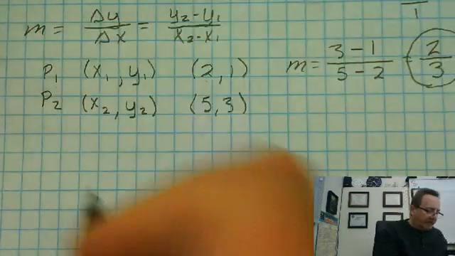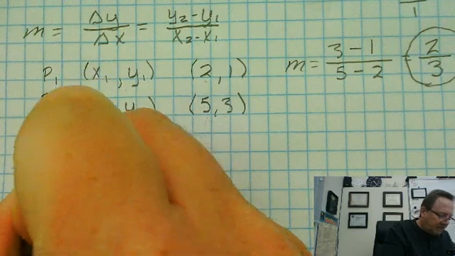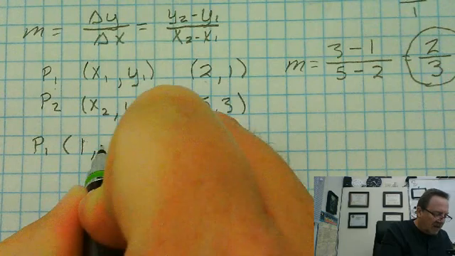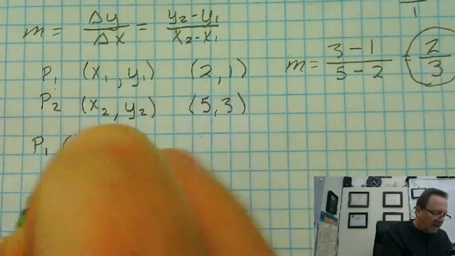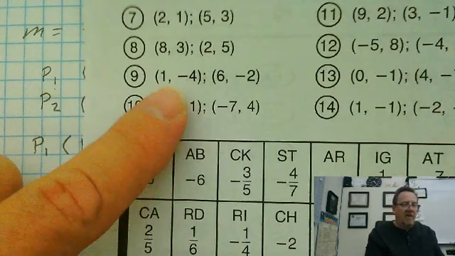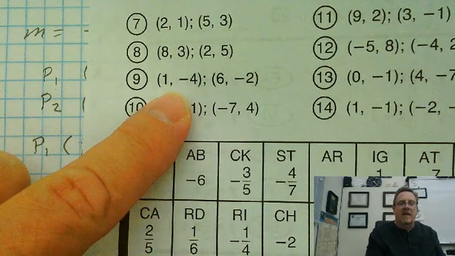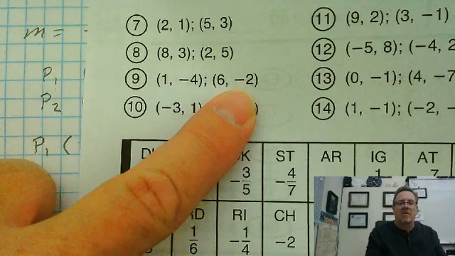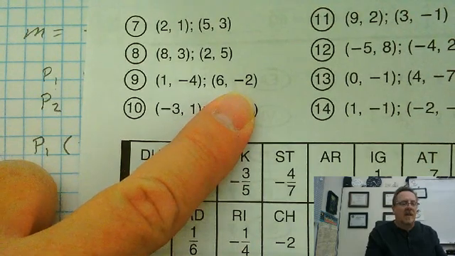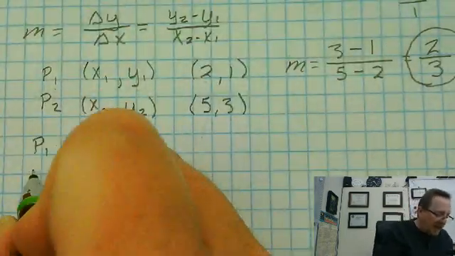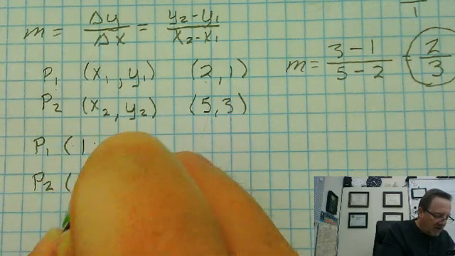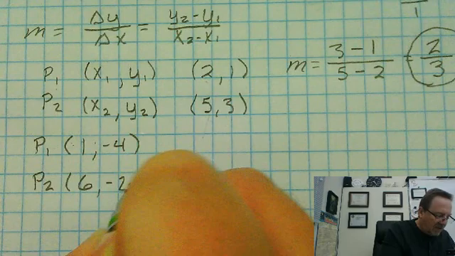Point 1, for this case, is 1, -4. That's the first value that it gives us, so I'm going to call that point 1. Point 2, it gives us as 6, -2. So I'm going to write that down. Point 2 is 6, -2.